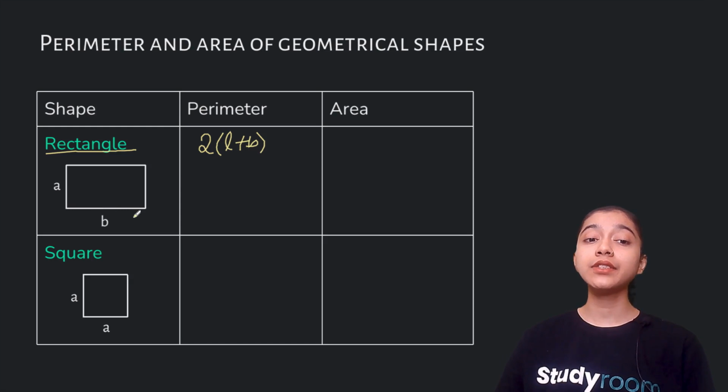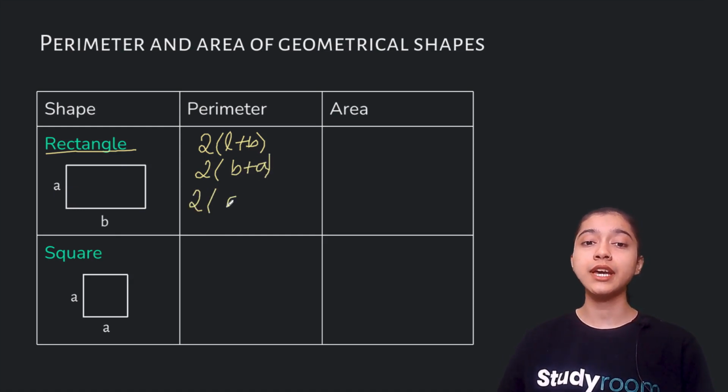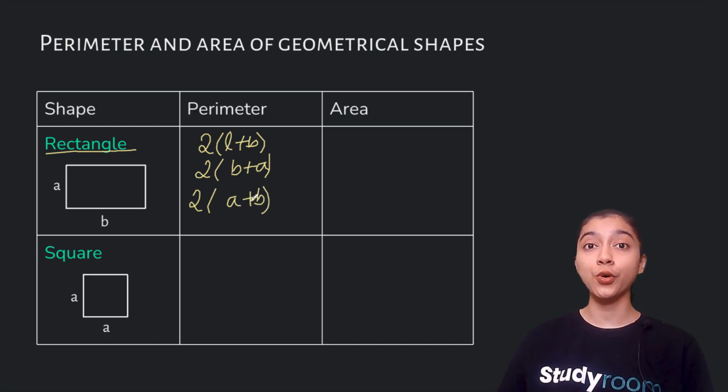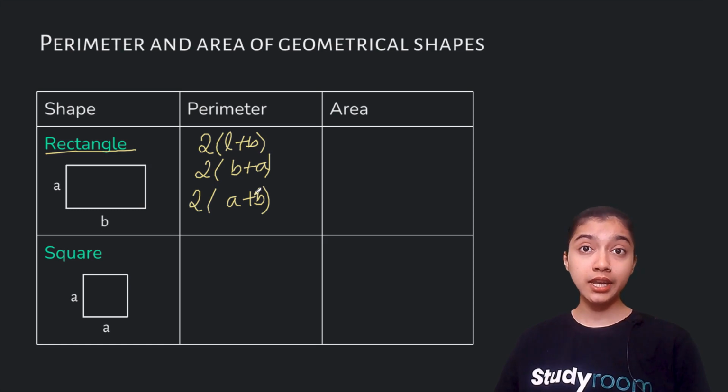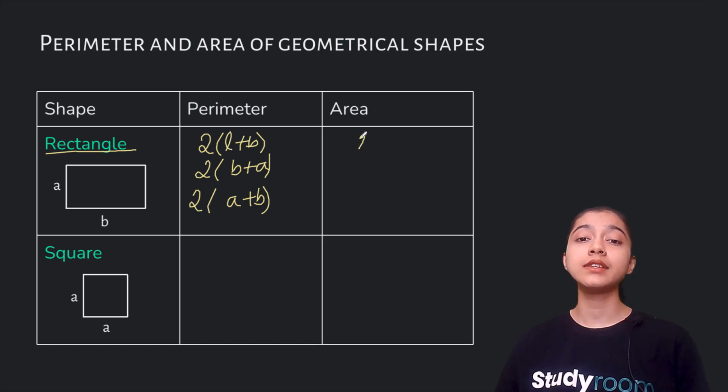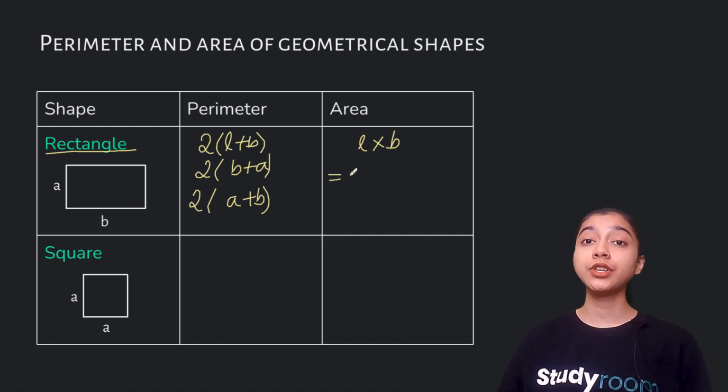So over here the length is B and the breadth is A. So I'll write 2 times, length is B and breadth is A. So ultimately the perimeter of the rectangle will be 2 times A plus B, where A and B are the adjacent sides of the rectangle. Talking about the area, the area of the rectangle is the product of the length and breadth. So the length over here is B and breadth is A. So ultimately the area of the rectangle will be AB.